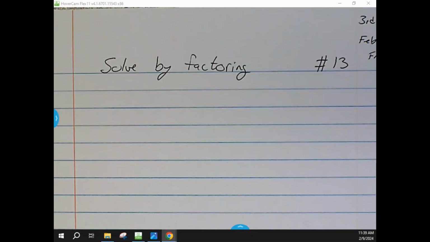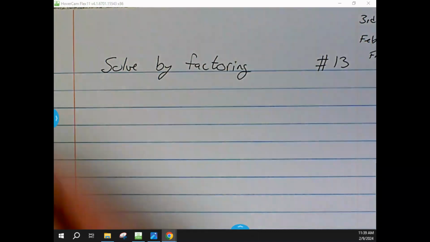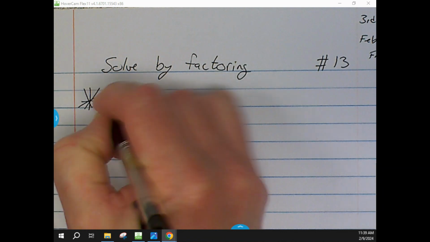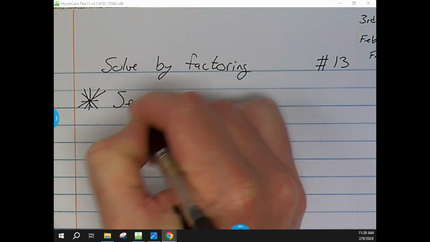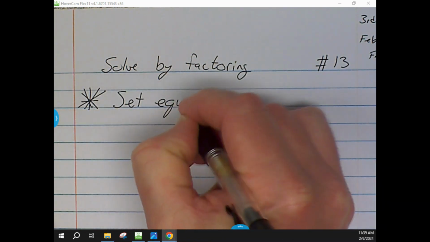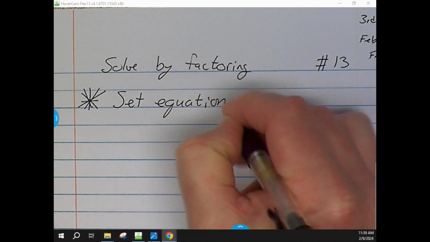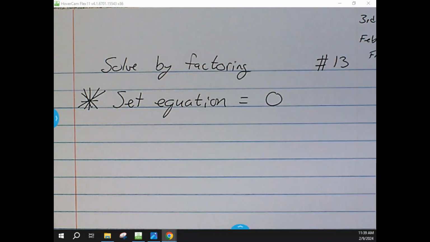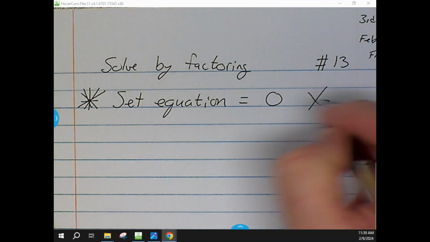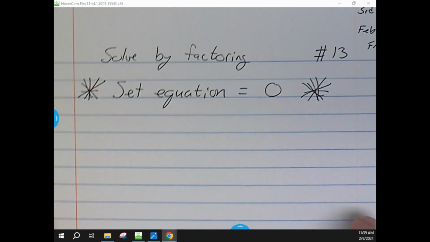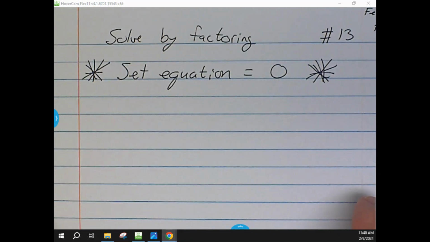Okay, so the big thing with solve by factoring, the one big thing we want to try to do for this one is we want to set the equation equal to 0. Now, there may be a couple of special cases every now and again where you don't have to do that, but pretty much most everything we're going to do, we want the equation equal to 0.